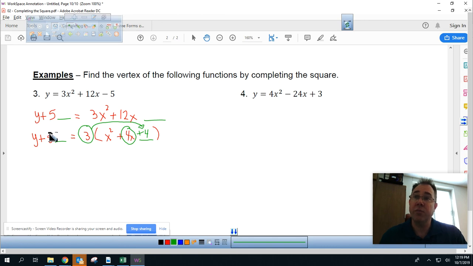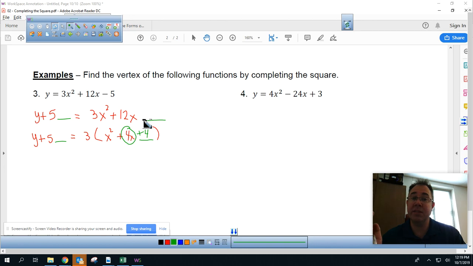So really, don't put 4 here, do 4 times 3 because when we factored that 3 out, the parentheses means everything in the parentheses must multiply by that A number of 3. So really, I'm going to be adding 12. It's this number times the A number. Now I'm done, and now I just put it all together.